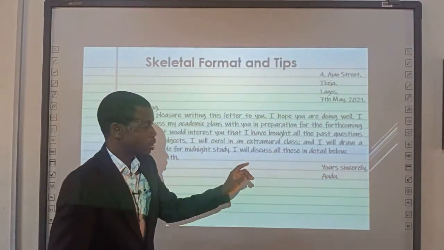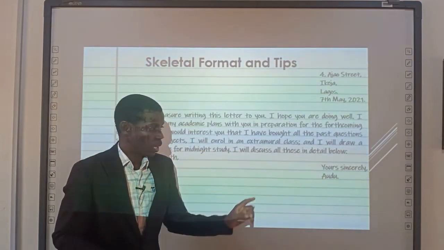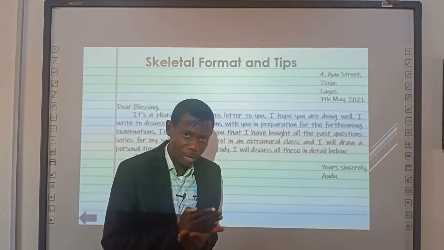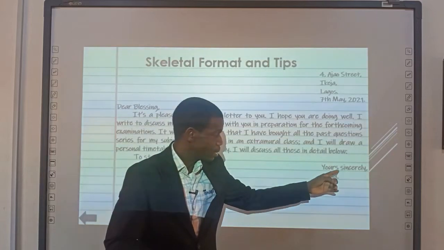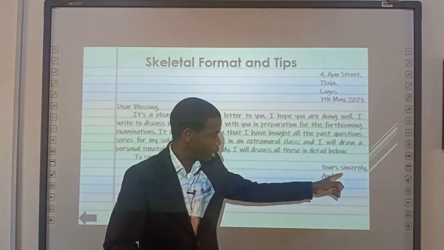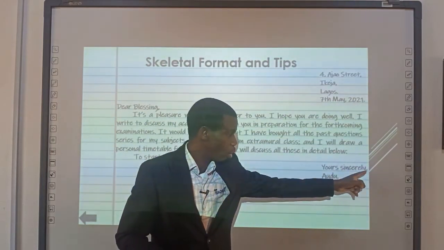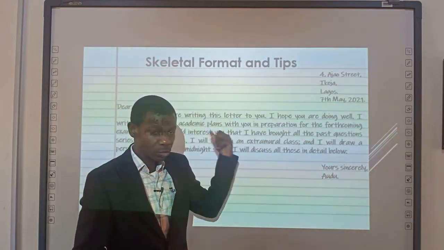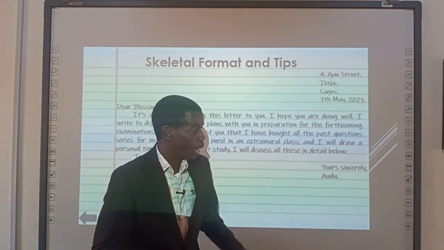We say, yours sincerely, Ajao. Now our Y is in capital Y. You need to note that. S, small letter, it shouldn't be bigger than the previous S of yours. Then you have your comma dropped there. Then Ajao is writing to Blessing, only your first name, and you put your full stop.